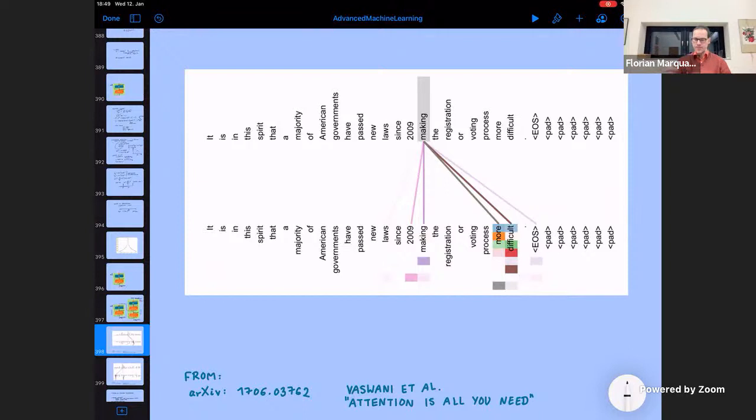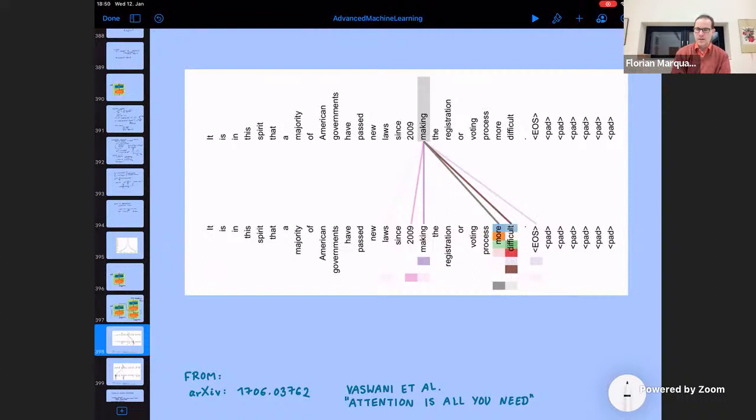And so what you can see here is that it was a sentence about making the registration or the voting process more difficult. And apparently at least all these queries connected the word making with the words more difficult. And that makes some sense. These words sit in a very different piece of the sentence. They are not immediately neighbors, but they belong to the making. So you make blah, blah, blah, more difficult. So that goes along with the making.